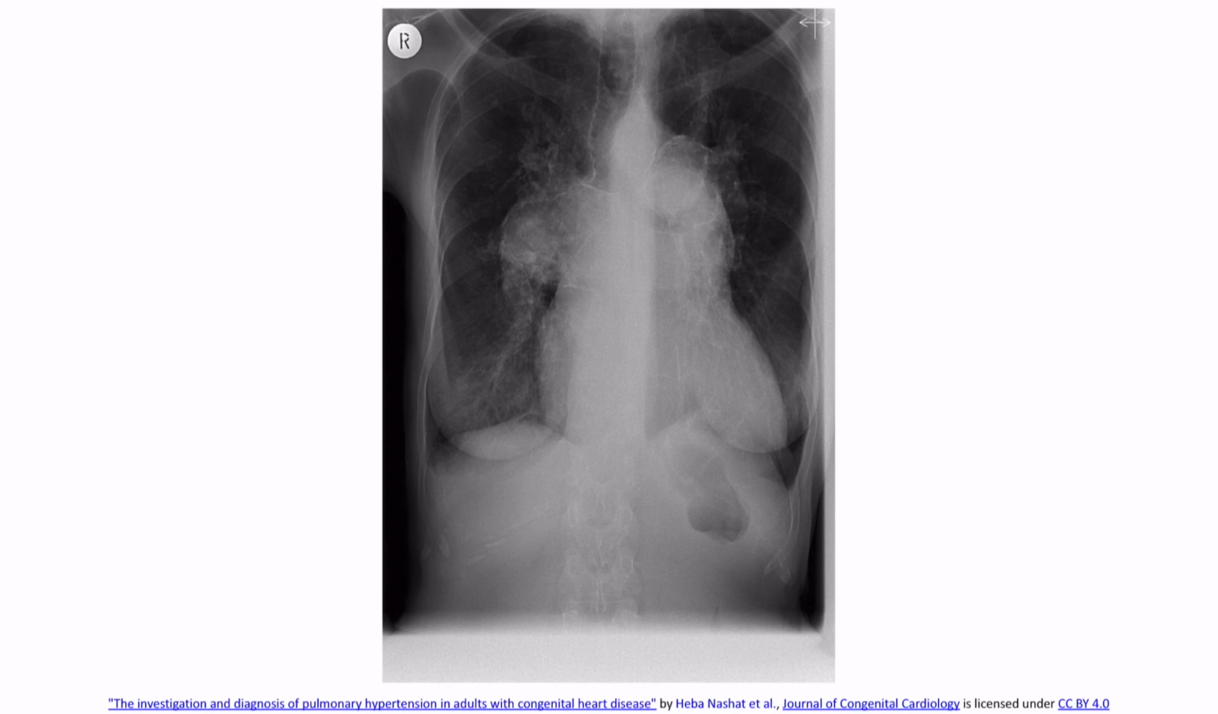This is a chest x-ray of a patient with pulmonary hypertension. Please note the enlarged pulmonary arteries.